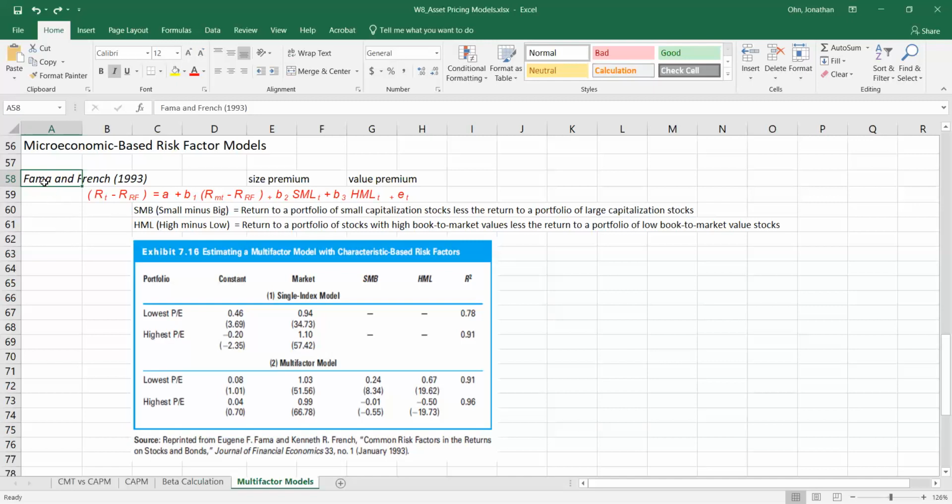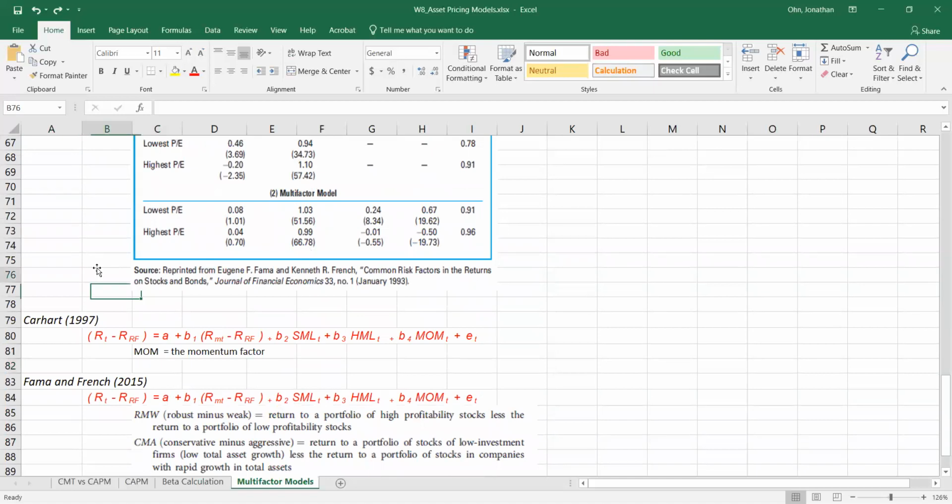So I noticed that Fama and French call each other junior, right? They're friends, but they call each other junior in their presentation there. That was funny. All right.